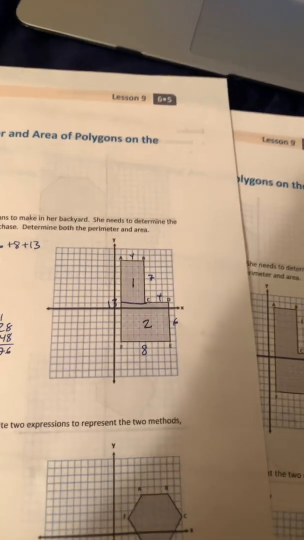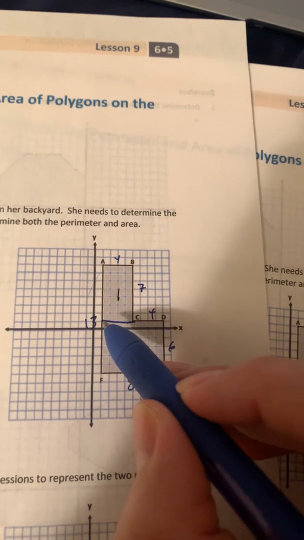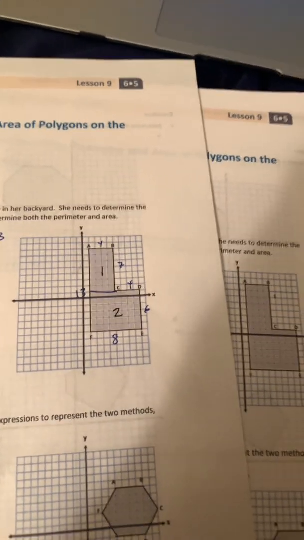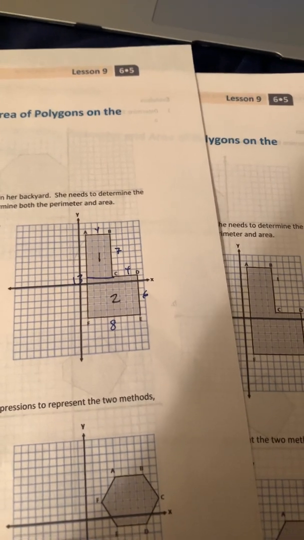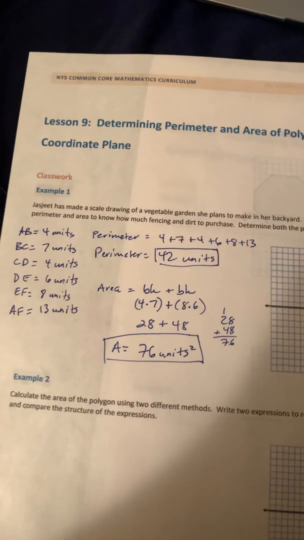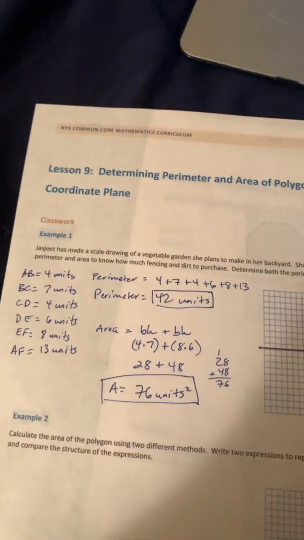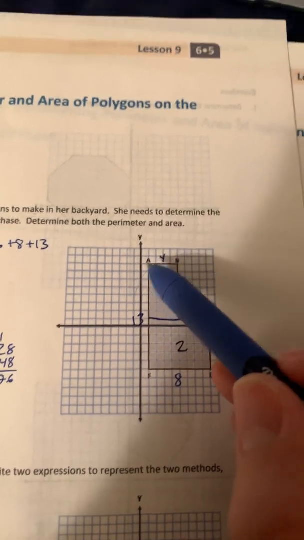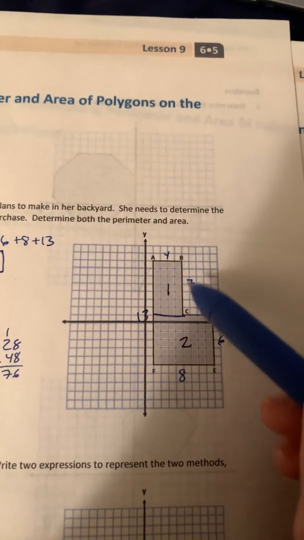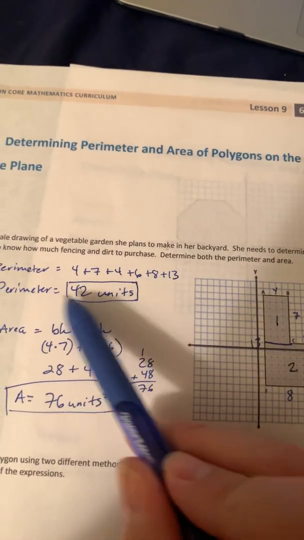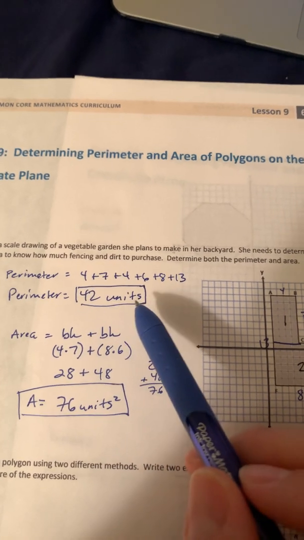And then I made a decision. Do I want to decompose it going this way or going this way? Well, at the end, it's really up to you. And here's my example. For perimeter, the very first thing I did was add all of the sides together. Since we already labeled them, we have to add them. Here are the sides. Once you add them, it's 42 units.